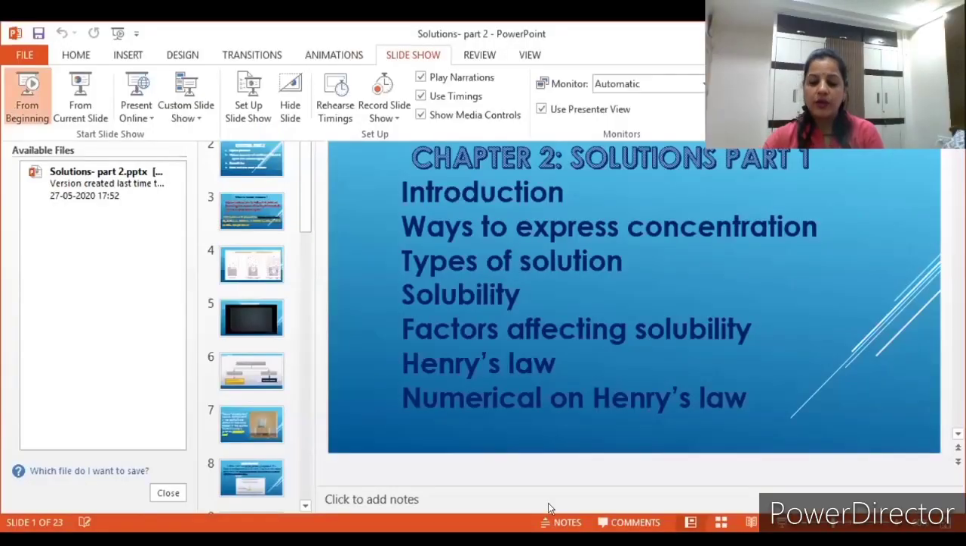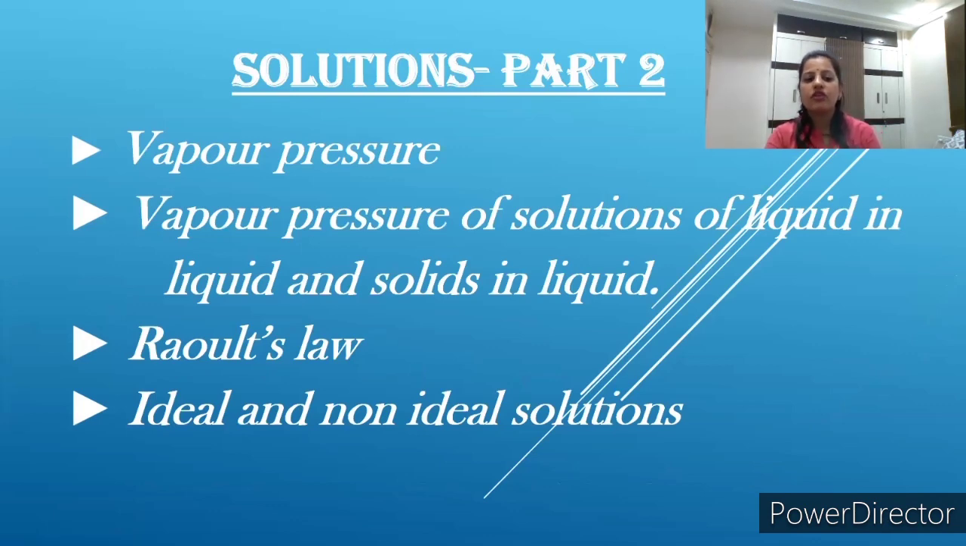In today's session, we will see the vapor pressure, then the vapor pressure of a solution in two types, in liquid in liquid type of solution and in solid in liquid type of solution. Then we are also going to see the ideal and the non-ideal solutions and the different types of deviations that take place in the non-ideal solutions. So today we will see the vapor pressure of solution of liquid in liquid and solid in liquid, then Raoult's law and ideal and non-ideal solutions. So first, let us start with the vapor pressure.